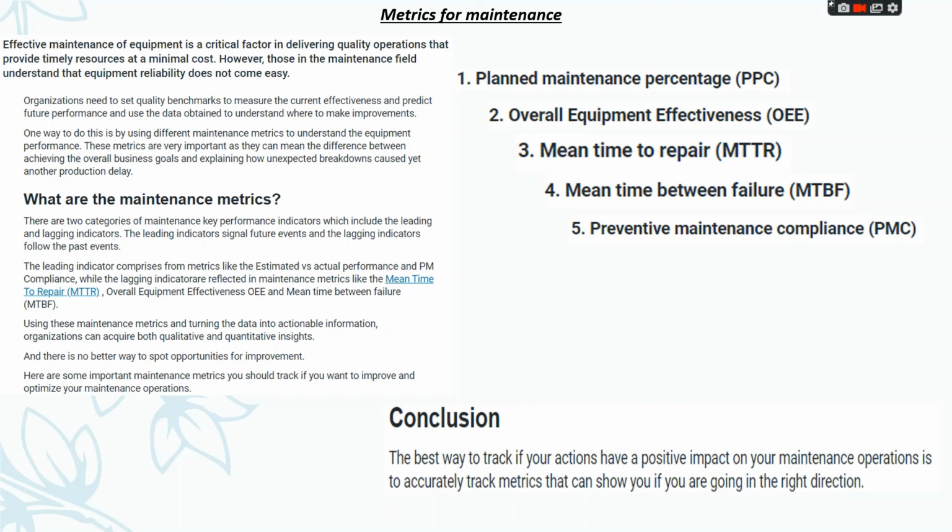And the final part, the conclusion regarding the maintenance metrics, is that the best way to track if your actions have a positive impact on your maintenance operation is to accurately track metrics that can show you if you're going in the right direction. So the final part, which is very important to know, is to have a check on each of the operations so that you can accurately track your metrics, and it will help you improve and lead in the right manner.